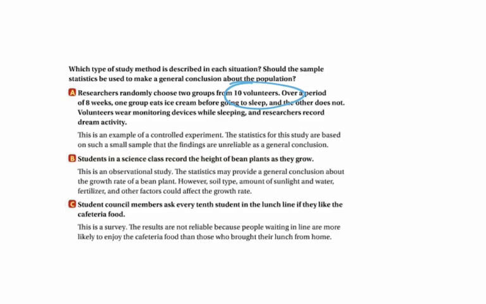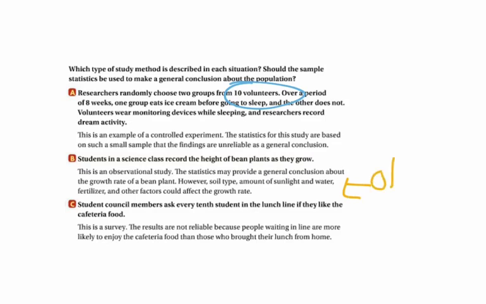Because just recording the height does not affect the plants. I mean, unless you're digging a ruler into the dirt to record the height, and don't do that. The statistics may provide a general conclusion about the growth rate of a bean plant. However, soil type, amount of sunlight and water, fertilizer, and other factors could affect the growth rate.